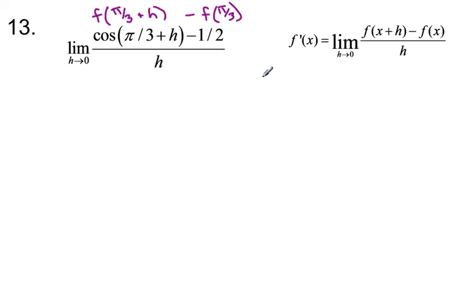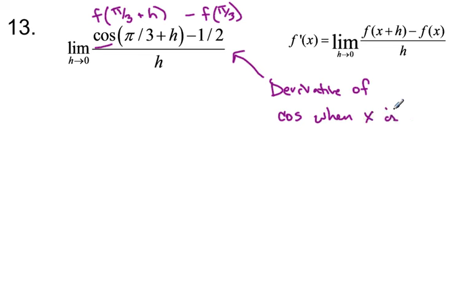Which means that what I'm finding here is the derivative of, and what's my function? I can see, oh, my function is cosine. Derivative of cosine when x is pi over 3. So I don't actually work out a limit. I recognize that this is the definition of the derivative, and I just need to know the derivative of what.